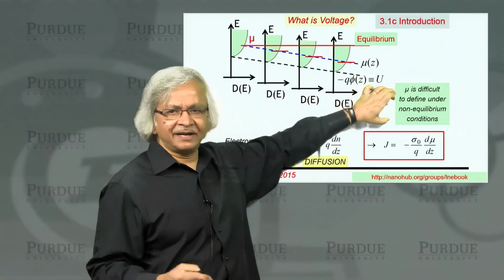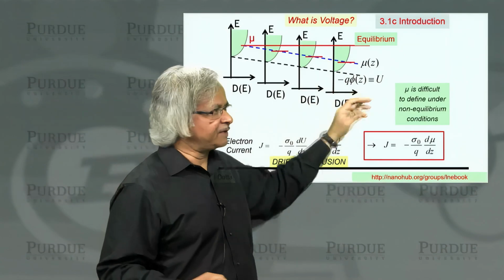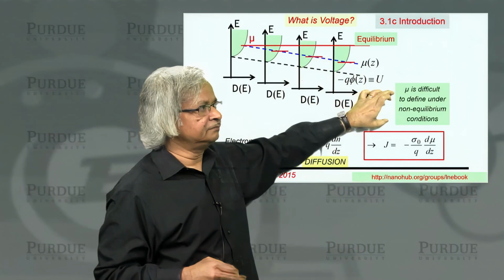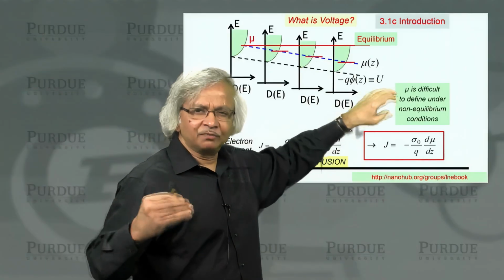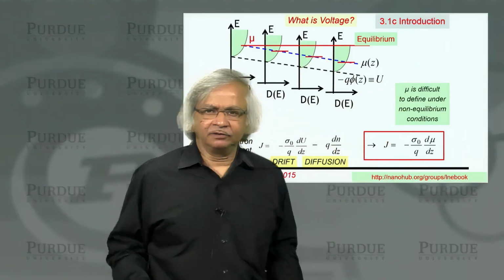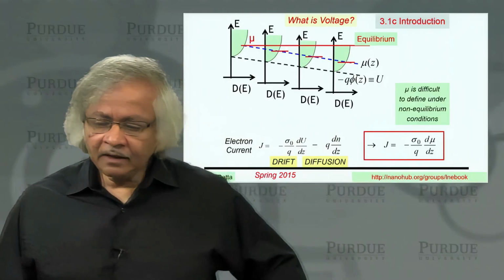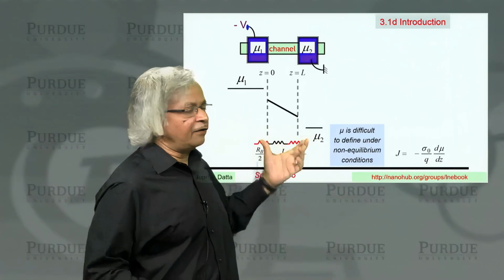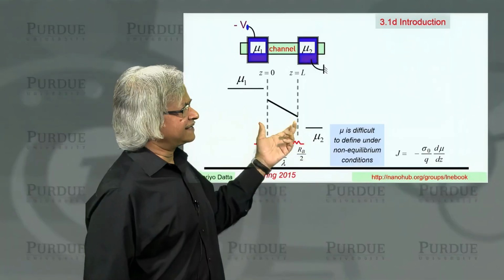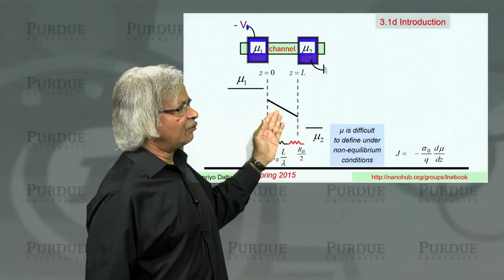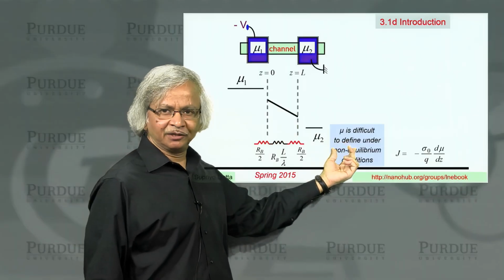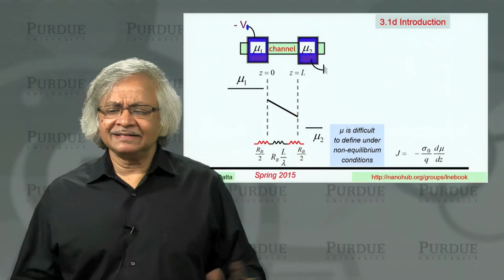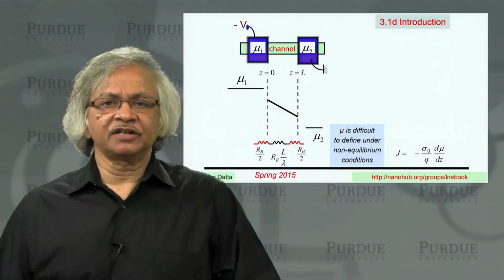Here also, mu is kind of like temperature for current flow. See? Equilibrium, same mu everywhere. But out of equilibrium, how you define it, those bring up subtle issues. And that's why often people try to avoid it. Now, one of the things that often people do is that they say, well, let's not get into this question of what is this mu, that's this electrochemical potential, inside the channel, because the channel is out of equilibrium. Let's instead talk about the electrostatic potential.